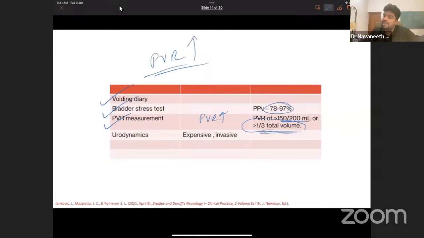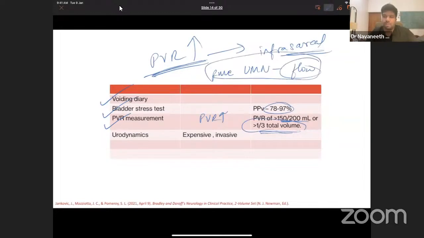So PVR rise is very classical of what type of problem? Infrasacral problem. It can be present in suprasacral infrapontine also. But there is no PVR problem in a suprapontine or a pure UMN lesion. And a pure UMN lesion has a normal flow rate. The flow is normal in a pure UMN type of bladder.